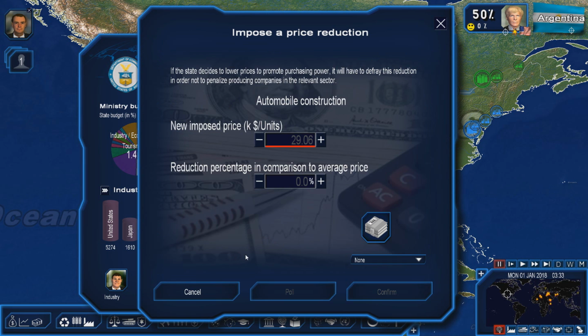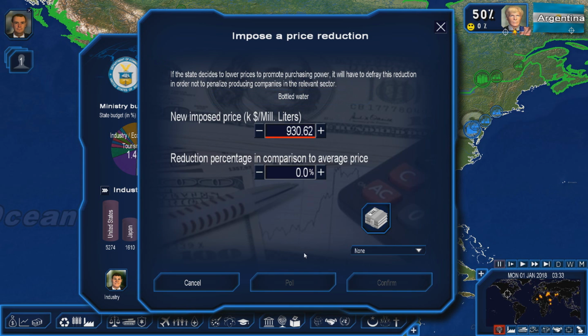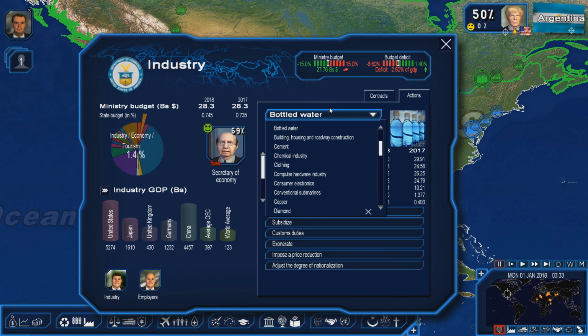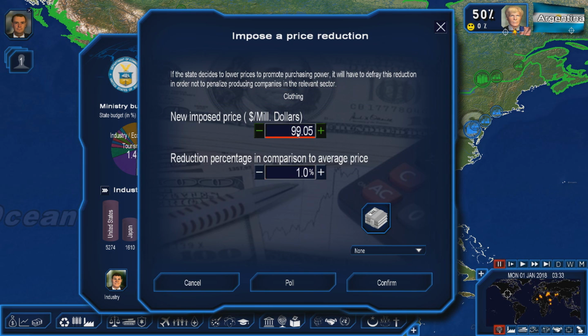Impose a price reduction. This is only for agriculture and singular sorts of things. This is like thousands of units. I cannot do a price reduction for vehicles, automobile construction. However, for things such as bottled water, I can actually do that. So I think it's for things such as agriculture. You can definitely do it for agriculture. Bottled water you can do. Clothing you can definitely do. And this is in millions of dollars, so I can reduce it by about $1 million.